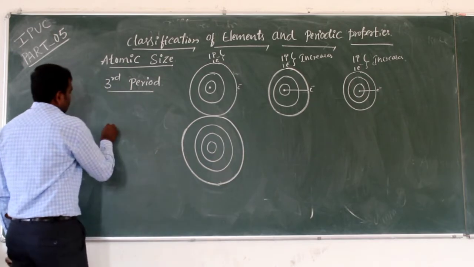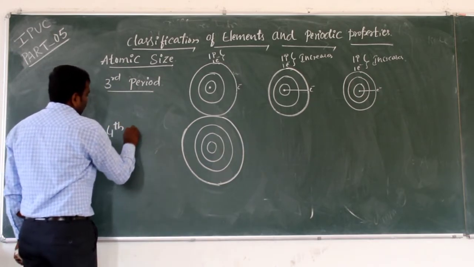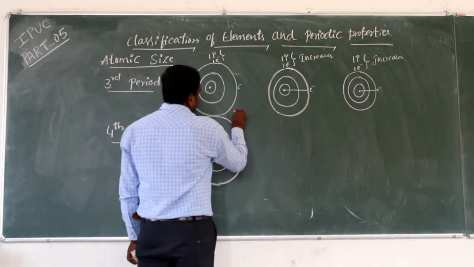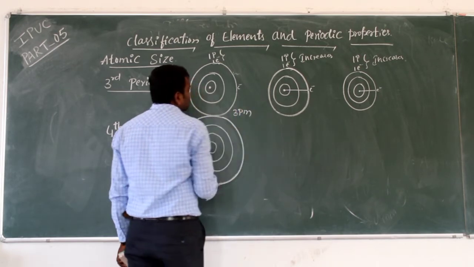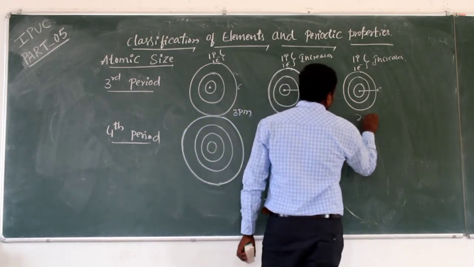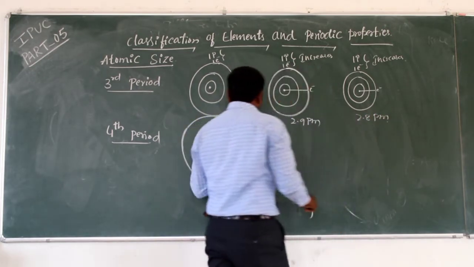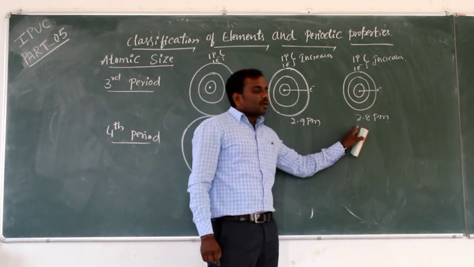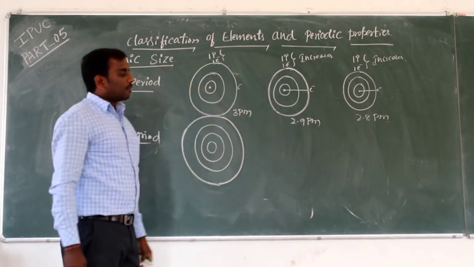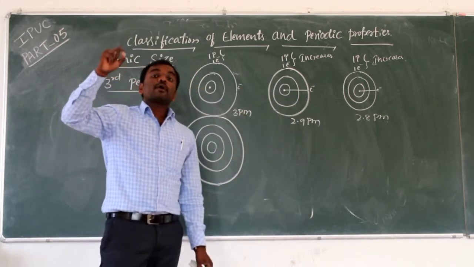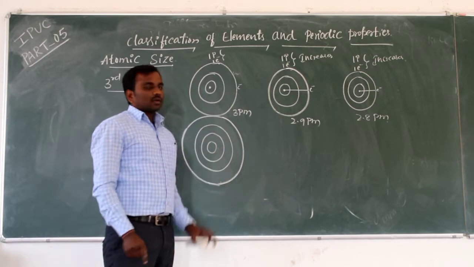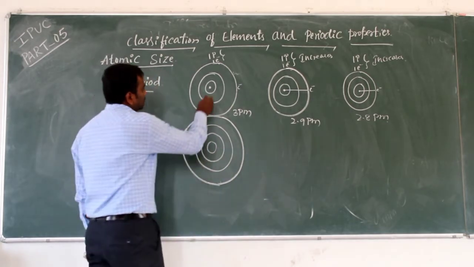This is the fourth period. For example, we can take this is 3 picometer, and then it is 2.5 picometer, it is 2.8 picometer. Its atomic size decreases along the period, because with increasing number of protons means increased nuclear force of attraction between the electron and the nucleus, right?